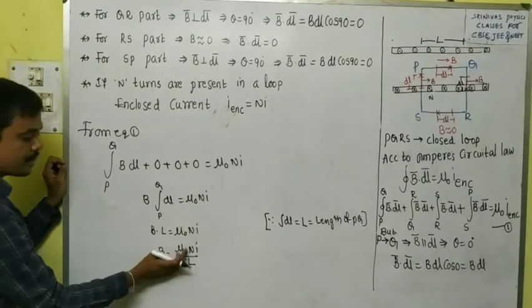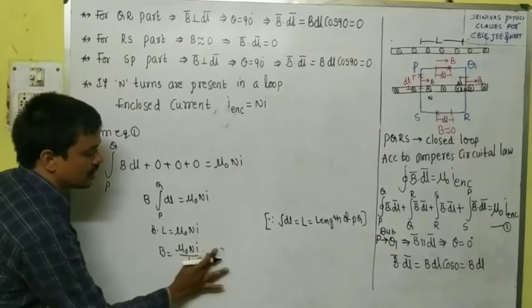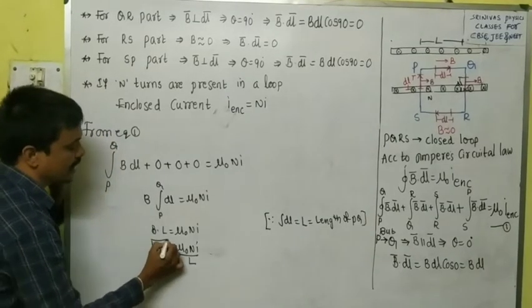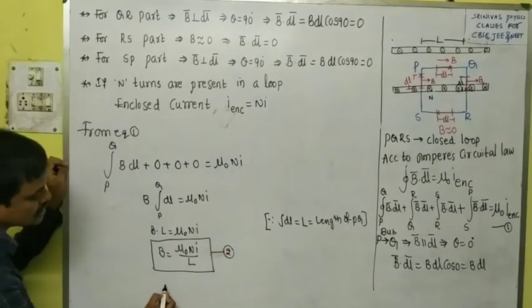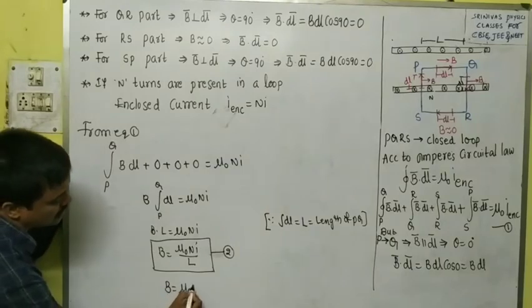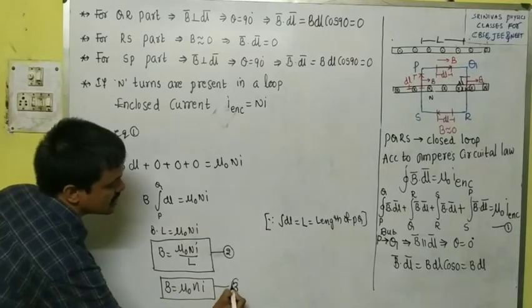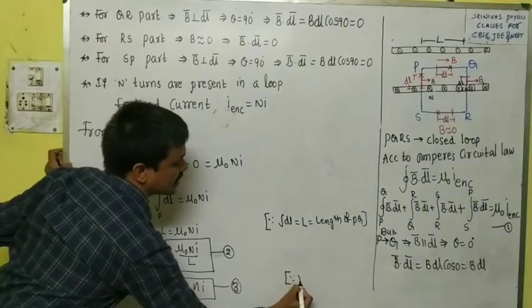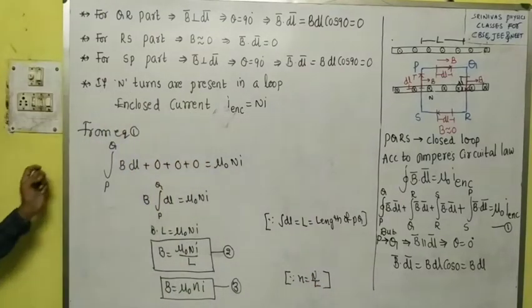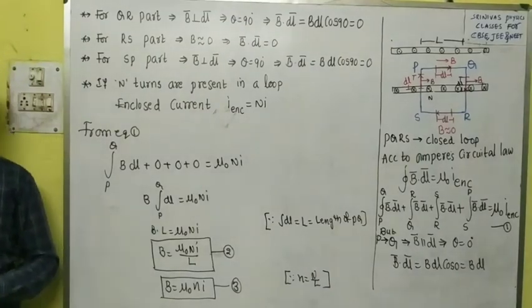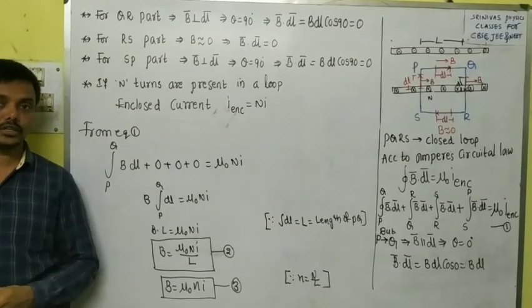The number of turns per unit length we can take as small n. Then B is equal to mu naught small n I also. This is equation 2. Why? Because we know that the number of turns per unit length is said to be small n. This is the derivation. It was very simple. Take the screenshot and note it.